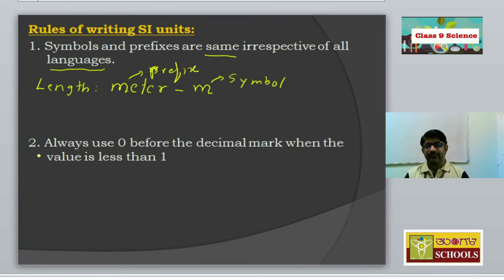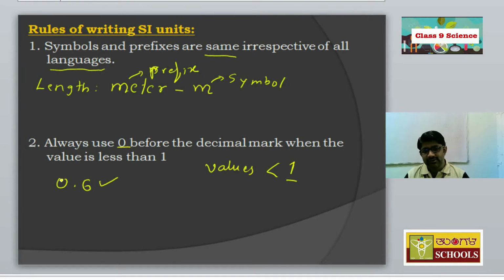Now the second one: always use 0 before the decimal mark when the value is less than 1. As an example here, we are having 0.6. 0.6 is less than 1. So the rule is saying that you have to write like this only.